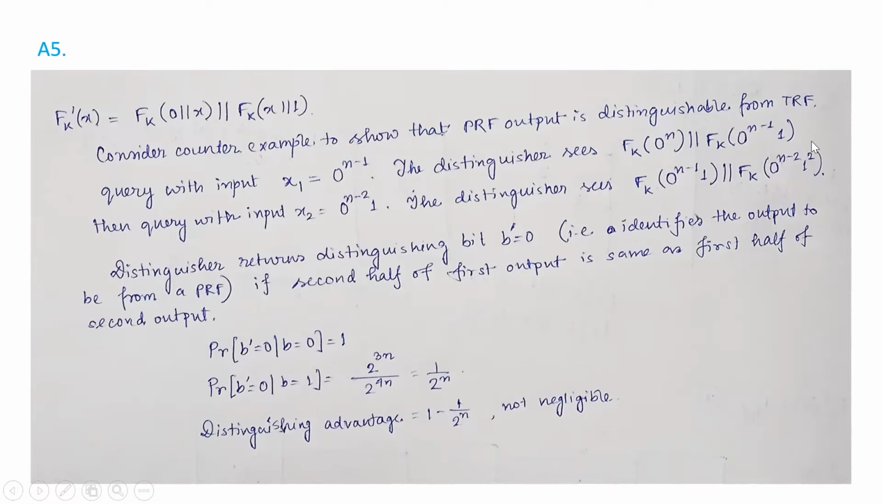If you see that this part and this part are exactly the same, that's how the distinguisher returns the distinguishing bit b dash equal to 0. That is, it says that I am interacting with a PRF only if these two parts are the same, and otherwise it says that I am interacting with the TRF. And the distinguishing advantage here is 1 minus 1 over 2 to the power n, which is not negligible. So we say that this proposed construction is not secure.